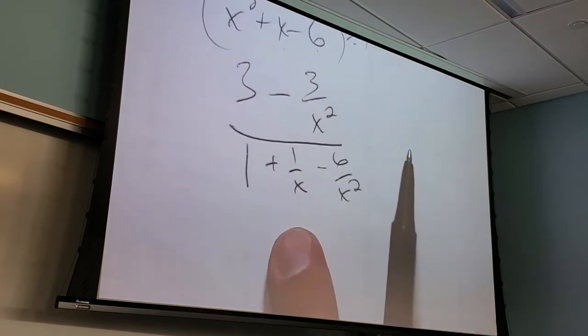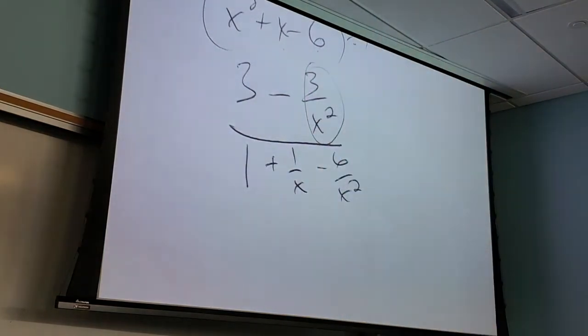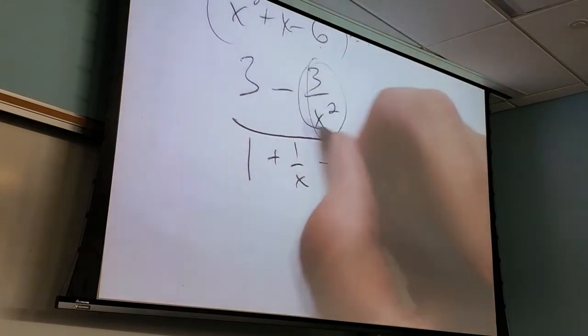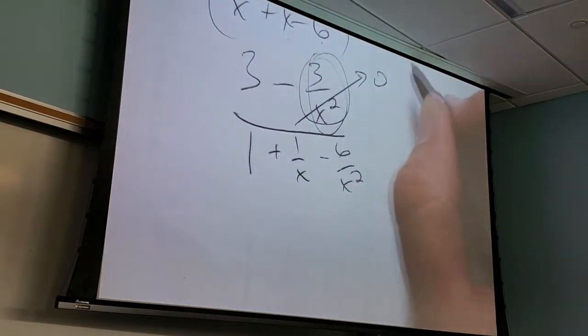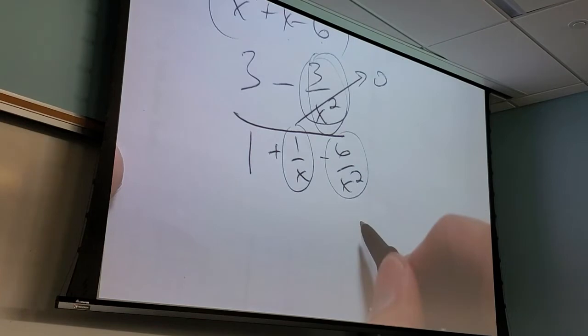Now look here. What happens to this when x gets really big? 3 divided by really big, right? What does that go to? If I let x get crazy big, 3 over x squared is going to get really, really small. It's going to go to 0, yes? So that goes to 0. This goes to 0. And don't these two do the same thing?